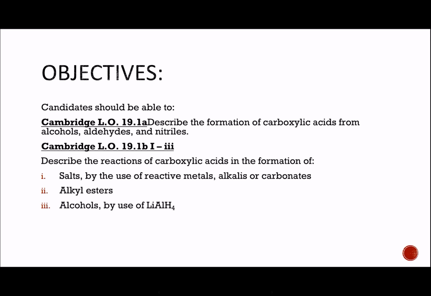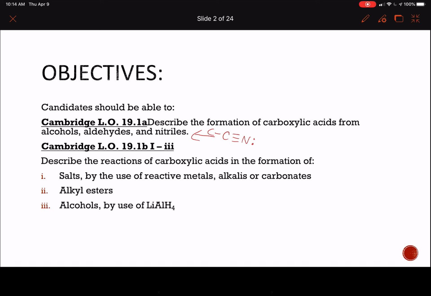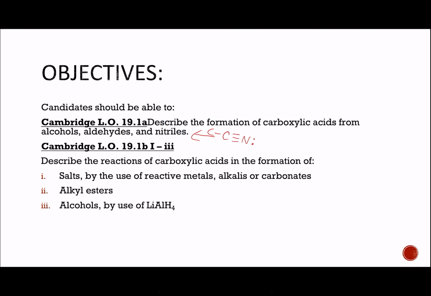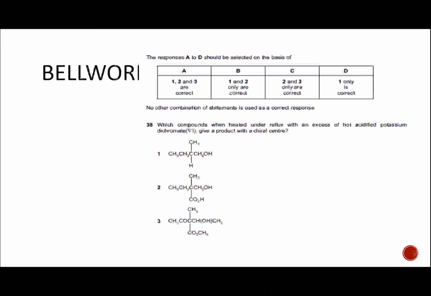Our learning objectives: candidates should be able to describe the formation of carboxylic acids from alcohols, aldehydes, and nitriles. Nitriles are when you have an organic molecule that has cyanide attached to it, just as a reminder. And the other learning objective is to describe the reactions of carboxylic acids in the formation of salts, alkyl esters, and alcohols. So this is all about carboxylic acids.